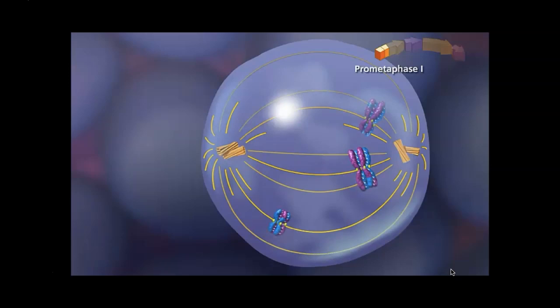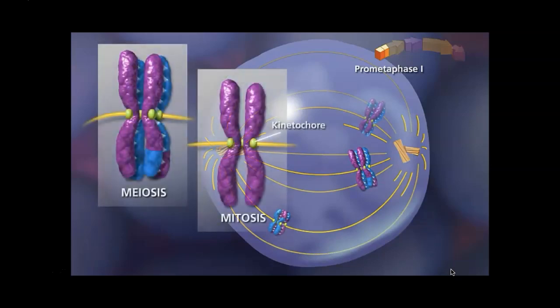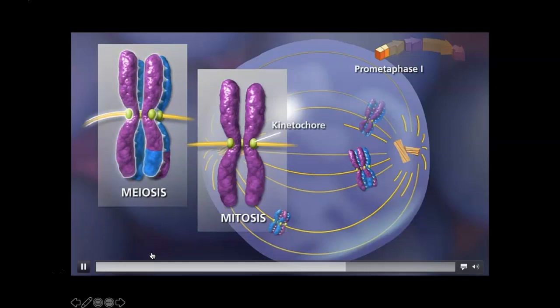Here, another key difference between mitosis and meiosis occurs. Because of synapsis and crossing over in meiosis, homologous chromosomes remain aligned, so that a pair of sister chromatids is attached to only one pole by the kinetochore microtubules. So this is really critical. This is what I want you to understand.